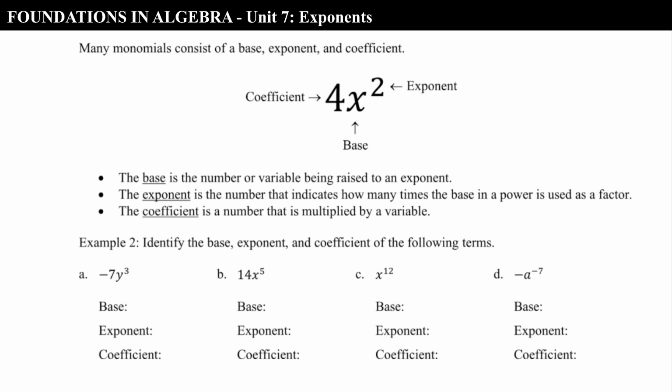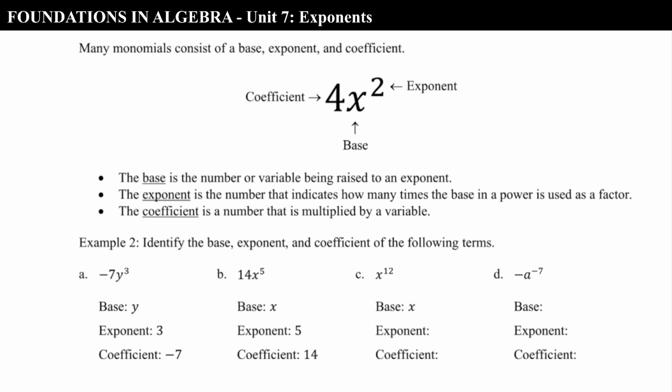In example 2, let's identify the base, exponent, and coefficient of the following terms. For A, our base is y because y is being taken to some power. Our exponent is 3, which is the power. And our coefficient is the number out in front, negative 7. For B, our base is x. Our exponent is 5. And our coefficient is the number in front, 14.